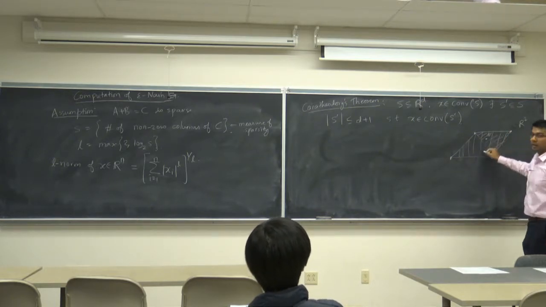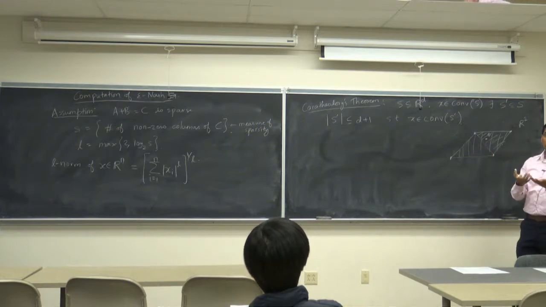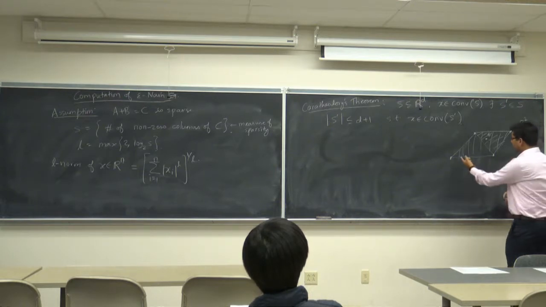So yes, edges are part of the convex hull. The convex hull is a closed set. It's the smallest closed set that contains all the points. So it contains the edges as well.